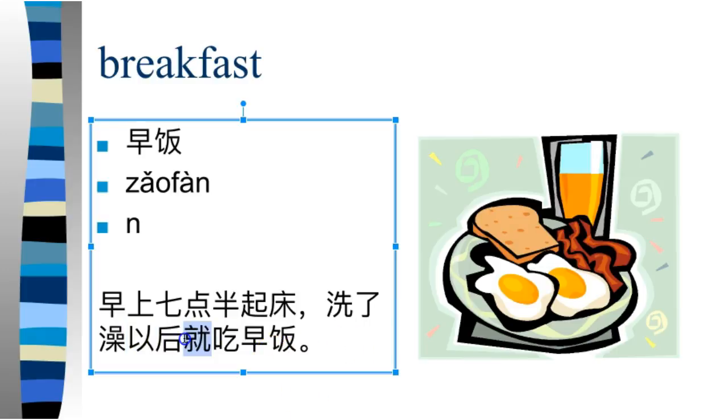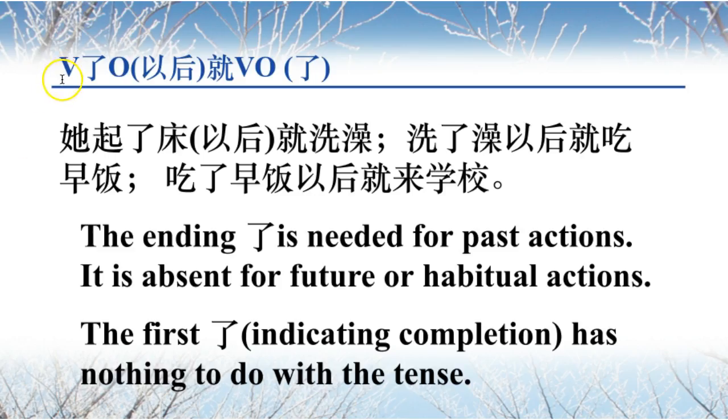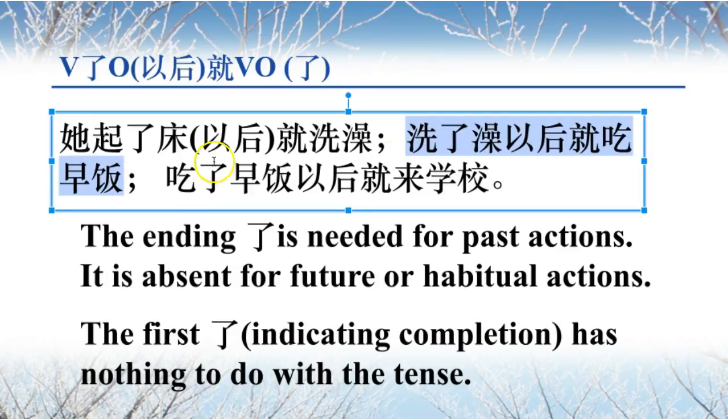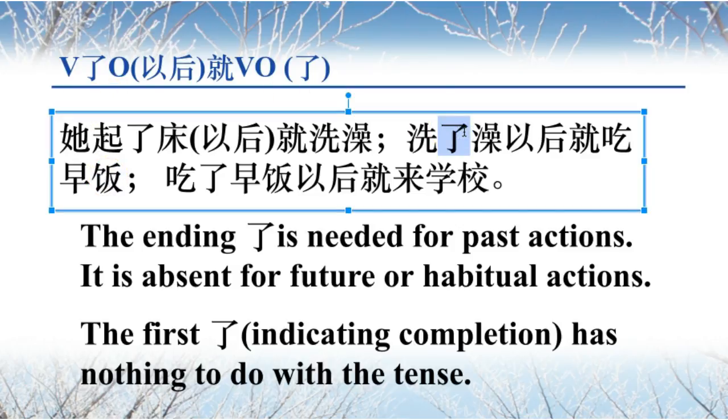And the 就 means this happens, the second action happens as soon as I finish the first action. So as soon as I take a shower, 洗了澡, then I eat breakfast. This structure 洗了澡以后就吃早饭 is of course a verb plus le plus object plus 以后 plus 就 plus verb plus object plus le structure. 洗了澡以后就吃早饭. Now, there's one le in this structure.